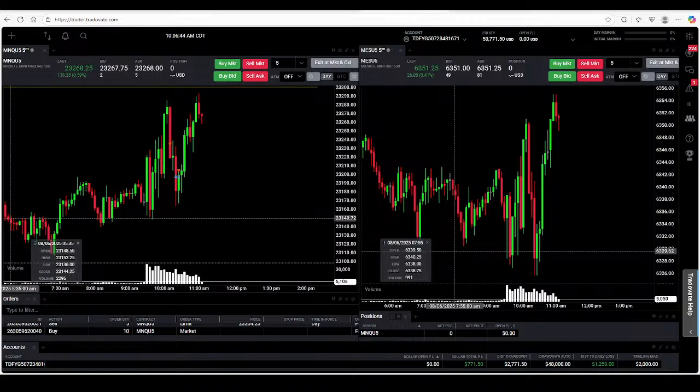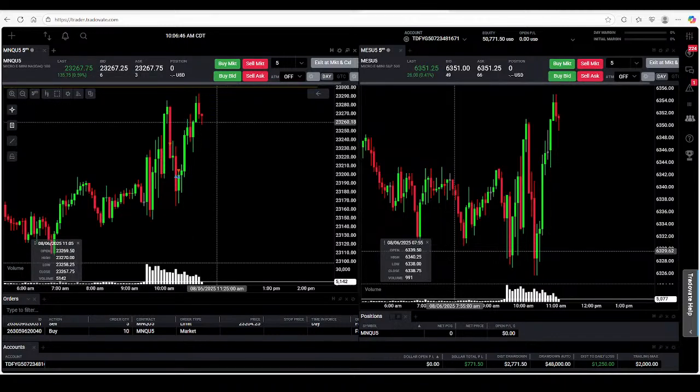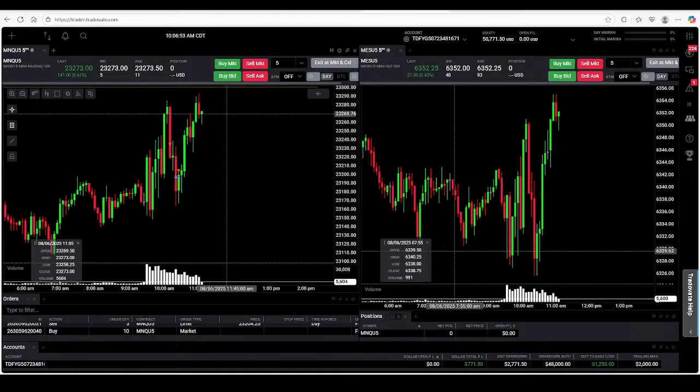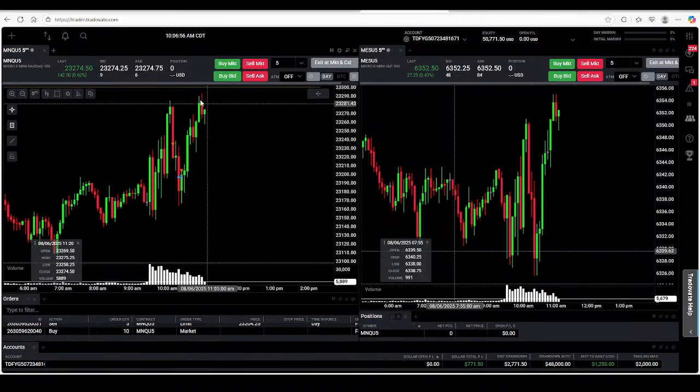Getting a small little pullback here, possibly. Cool off in the trade or in the momentum. Let's see if we continue to go higher here.